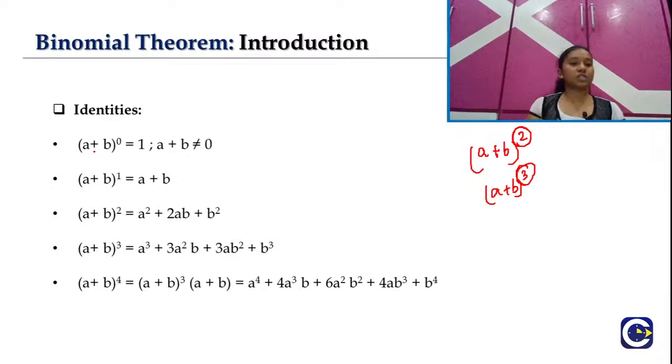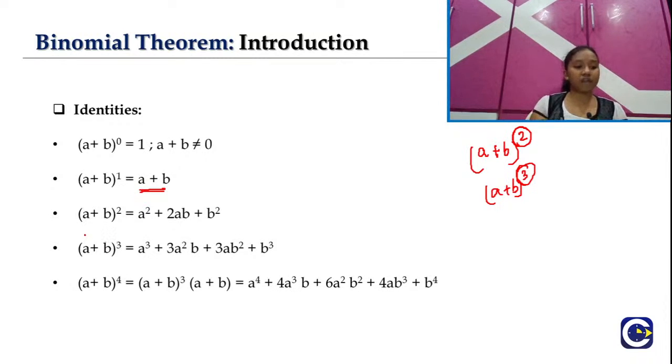So the first one here is a plus b whole power 0. That means anything power 0 will directly equal 1. That means this a plus b power 0 will be equal to 1. And the next power will be 1, that is a plus b whole power 1. So that expansion will be nothing but equal to a plus b.